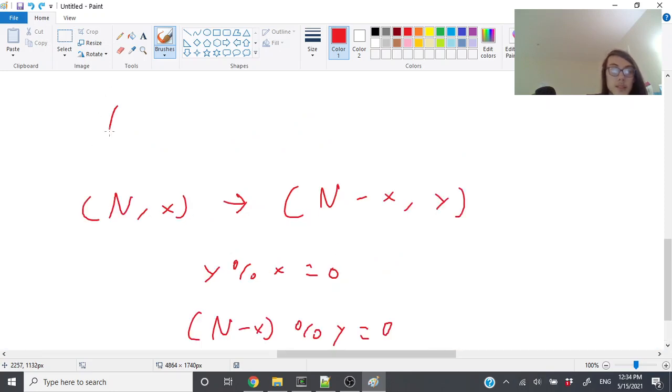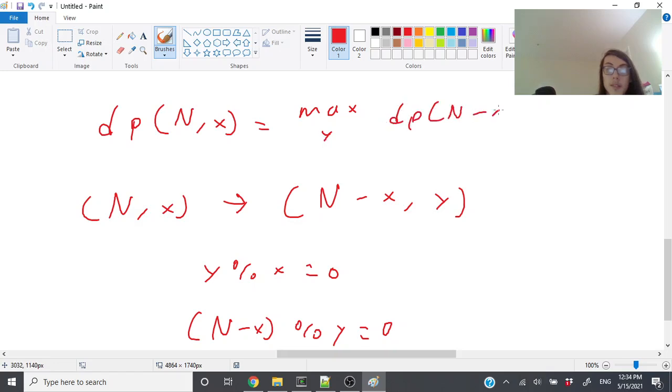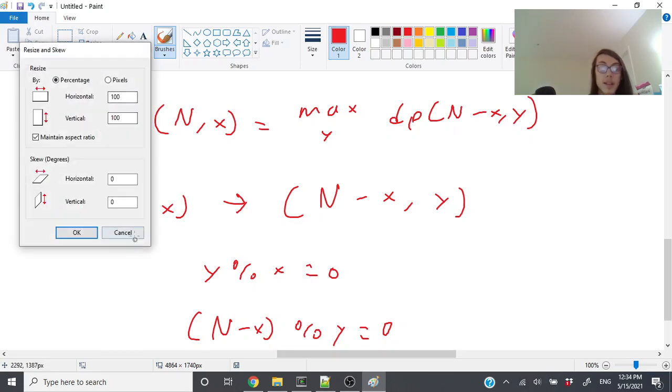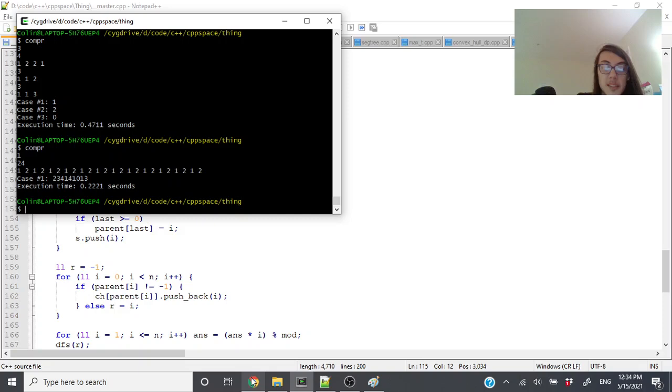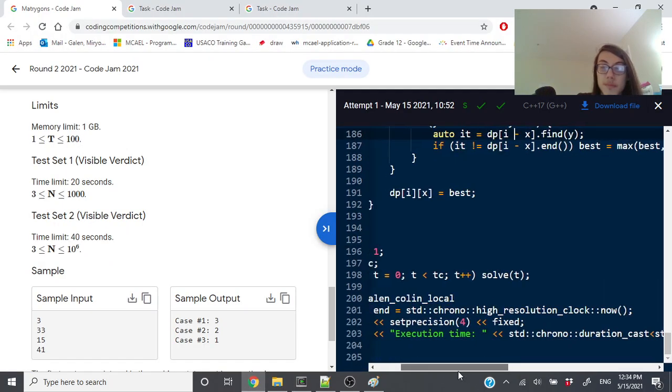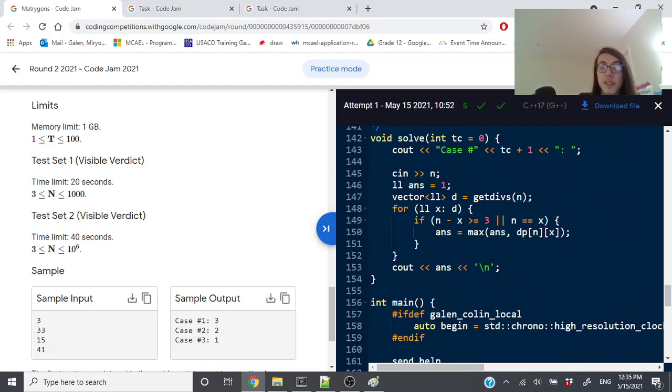And then over this, we simply say dp of n and x is equal to max over y of dp of n minus x and y, where y has some specific constraints, specifically the constraints on y are this. So those are the states we can transition from. And then that's our pre-computation, and then eventually we just do that.